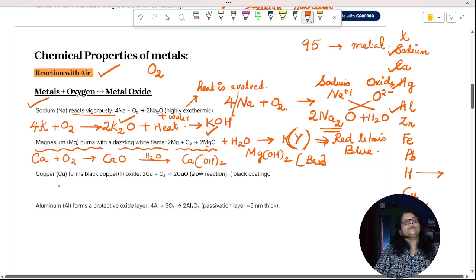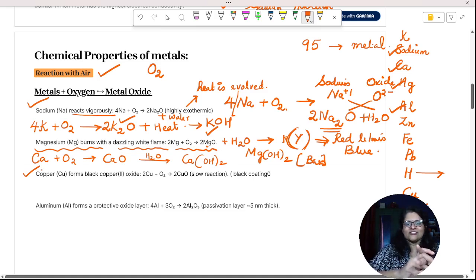Okay, now. So what about copper? You have seen we have vessels made of copper in our kitchen, right? Copper is that shiny, golden, brownish vessel you have. We used to put it on fire, right? For cooking and all, we use copper vessels. Will it catch fire like sodium?